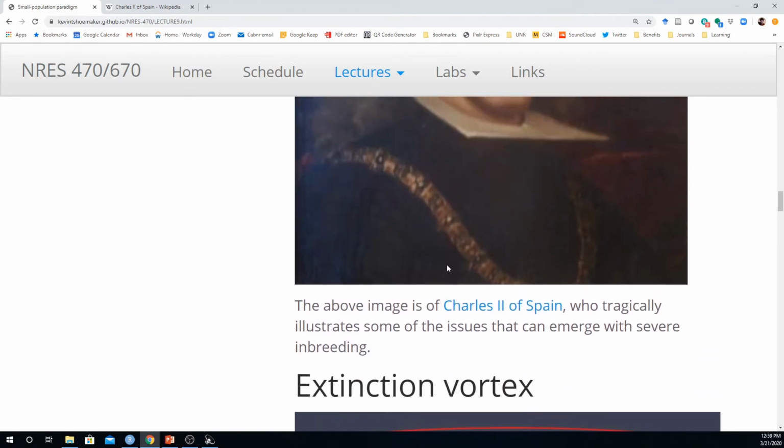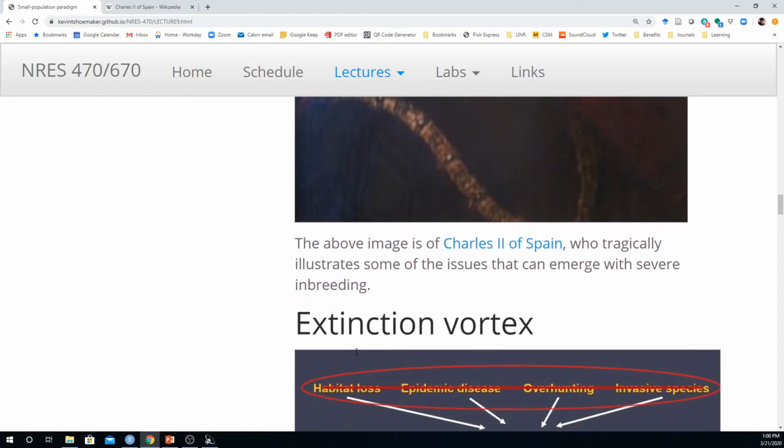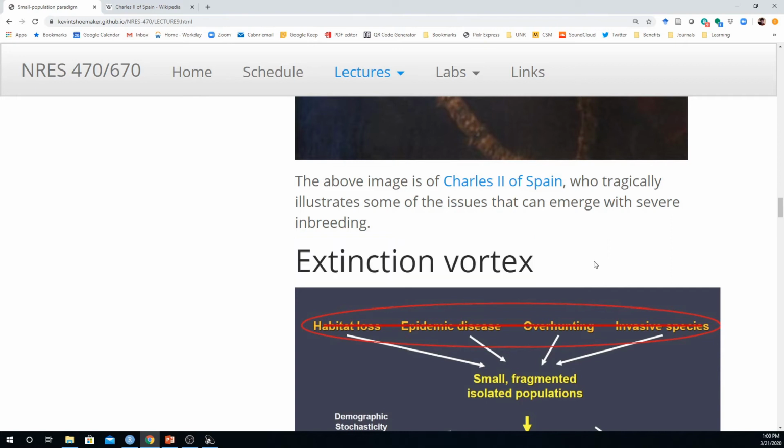Now, those are the processes that really disproportionately affect small populations, and they're stochastic processes: demographic stochasticity, genetic drift, and inbreeding. Those are the essential population processes that can really affect small populations and ultimately lead to extinction. And this concept is illustrated with the extinction vortex, which is a central concept of conservation biology. So I'll just hop over to PowerPoint to show this example.